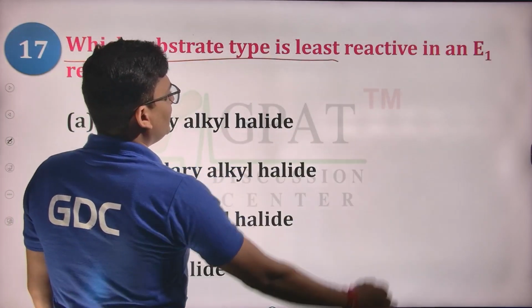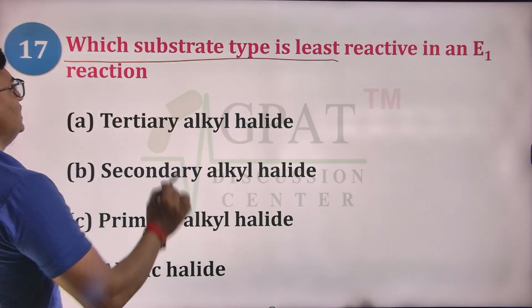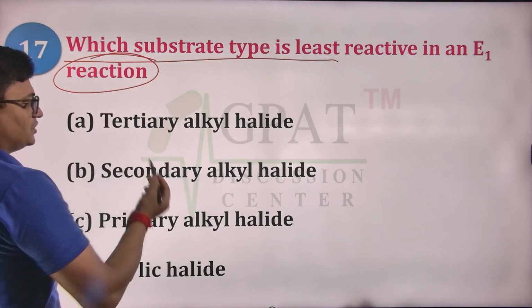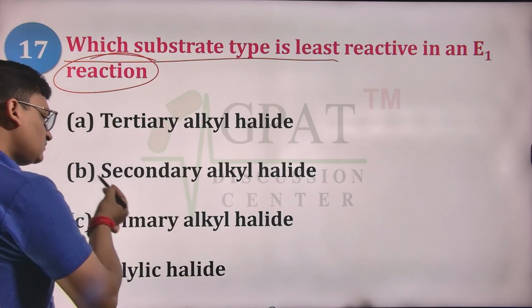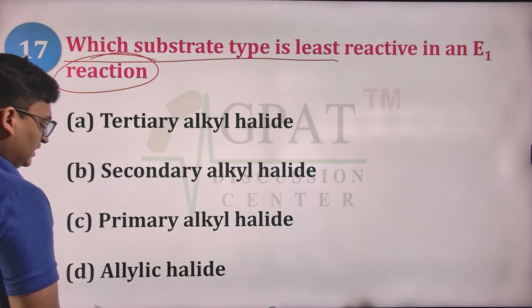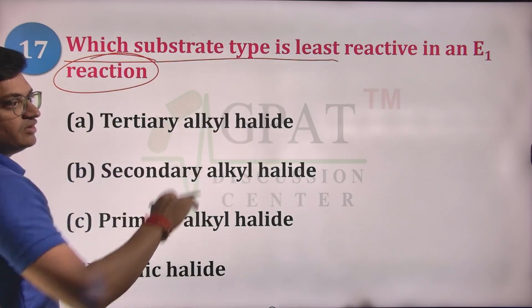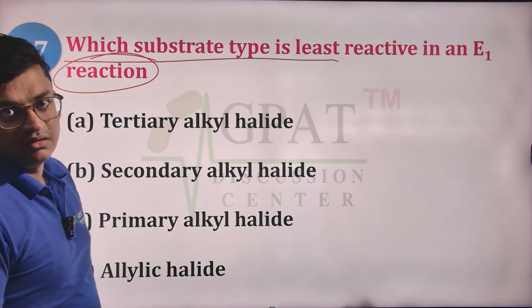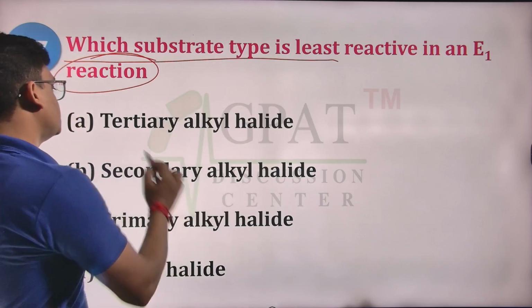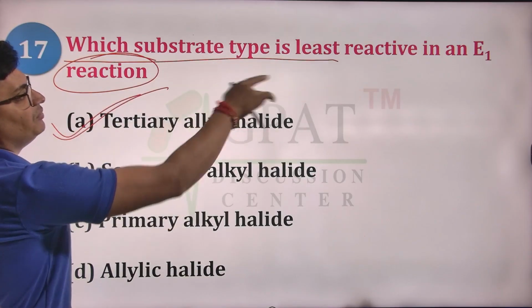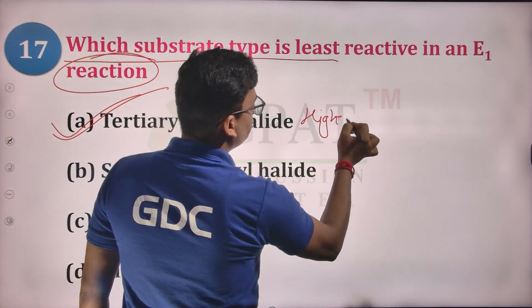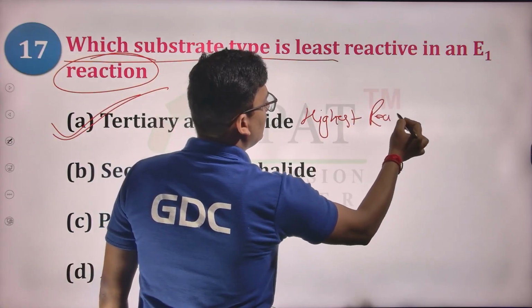Which substrate is least reactive in an E1 reaction? Tertiary alkyl halide, secondary alkyl halide, primary alkyl halide, or allylic halide? For E1, we favor the more substituted alkyl halide, that is the tertiary alkyl halide. So for E1, this will have the highest reactivity.